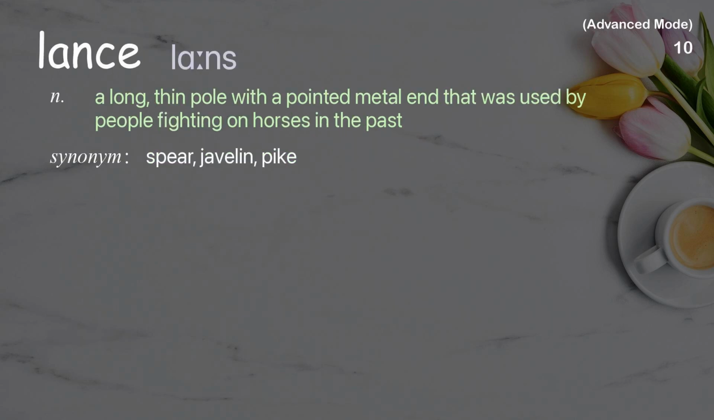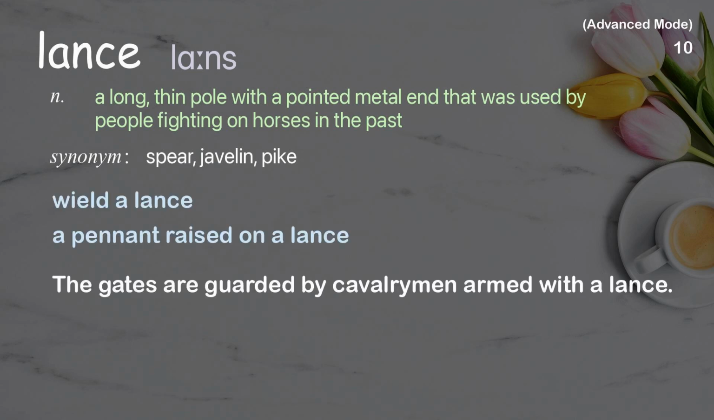Lance. A long, thin pole with a pointed metal end that was used by people fighting on horses in the past. Examples: wield a lance. A pennant raised on a lance. The gates are guarded by cavalrymen armed with a lance.